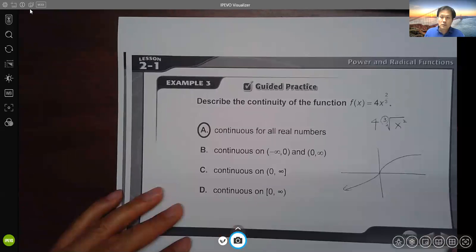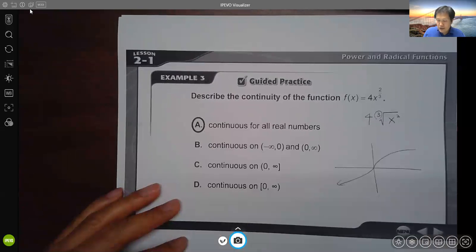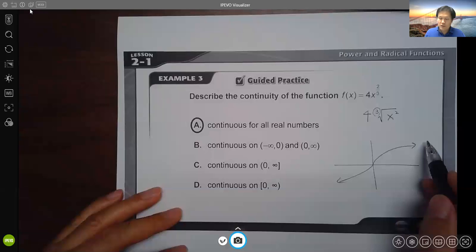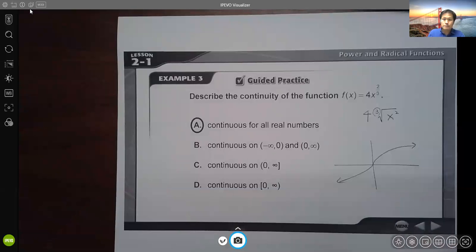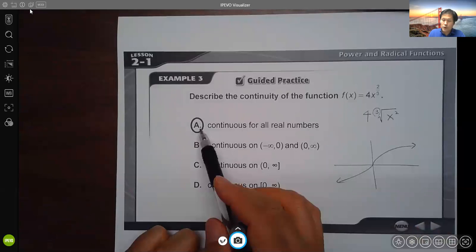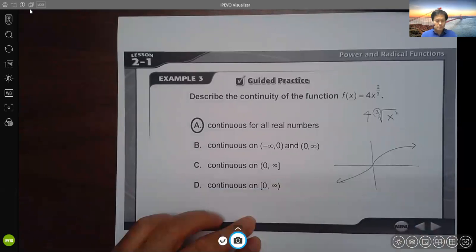If you graph this using a graphing calculator, you would have a shape something like this. Okay? And they're asking about continuity. It's continuous everywhere. All real numbers, continuous everywhere. Done.